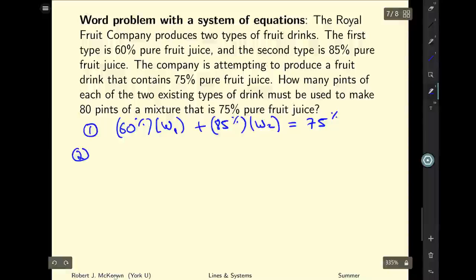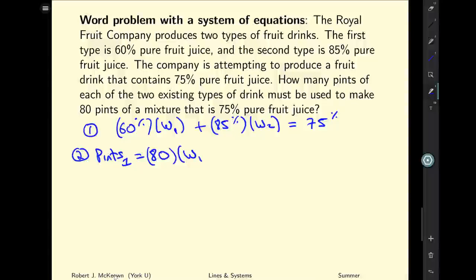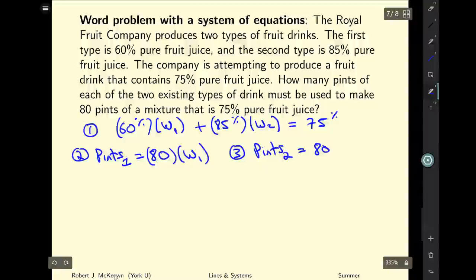A couple other equations we need. If we want to know how many pints of type 1 we'll need, well, we want a total of 80. And if we multiply that by the proportion, the weighting of type 1, we will get how many pints of the first fruit juice we need. Similarly, if we want to know how many pints of the second type we need, well, we can take 80 and multiply that by the weight of the second type of fruit juice.